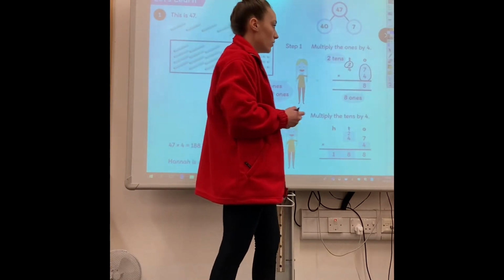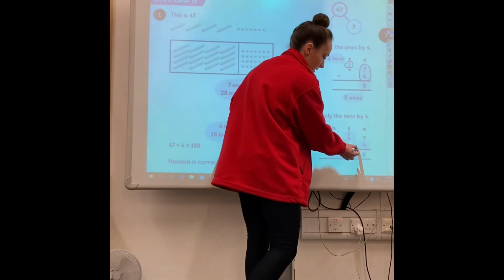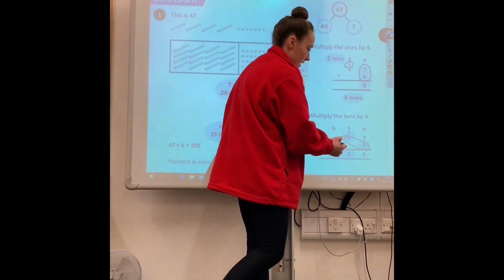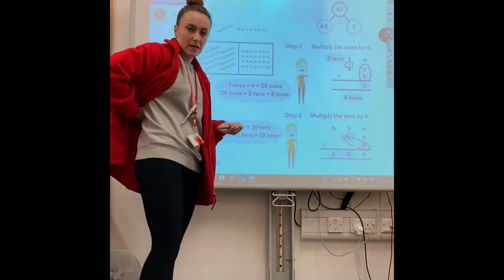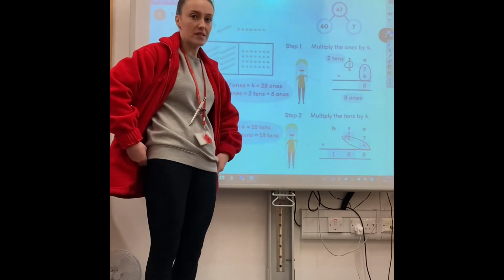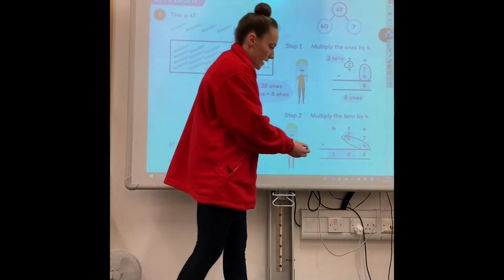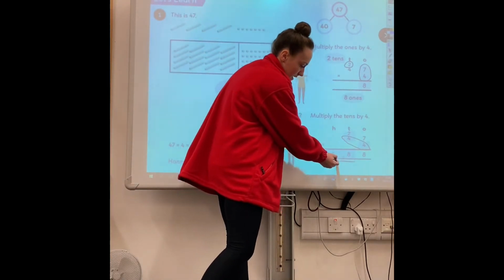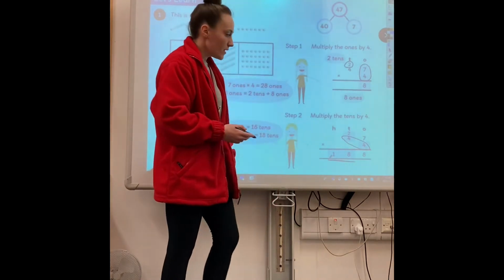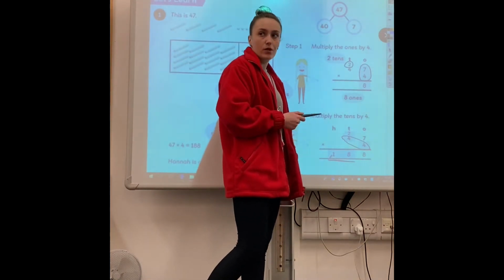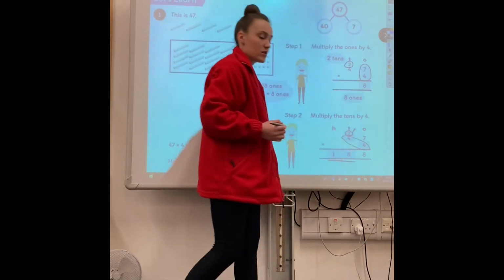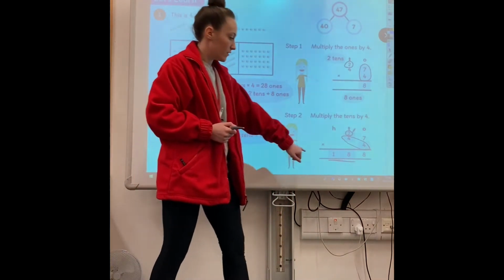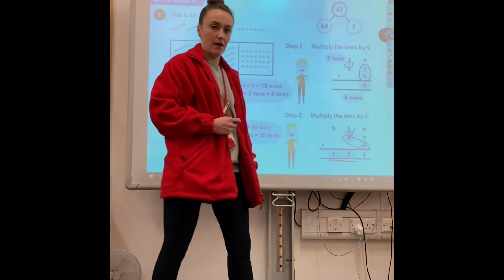So now Hannah's going to do her tens. She's going to do 4 tens times 4. And we know that 4 times 4 is 16, so 4 tens times 4 would be 16 tens. But here, Hannah's put 18. That's because, like we do when we're using column addition, she needs to add those extra 2 tens to her answer. And then that would give Hannah a total of 188.